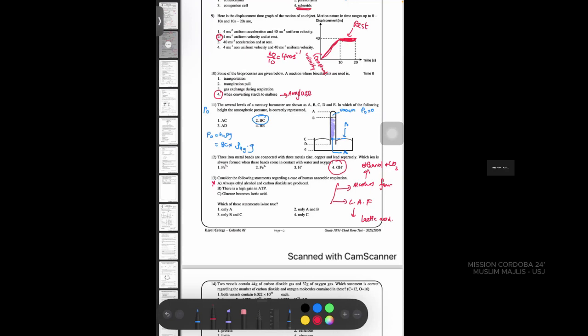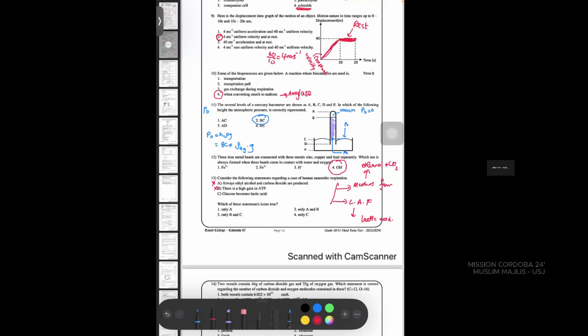There is a high gain in ATP. It's false. When you consider aerobic and anaerobic, always keep in mind, more ATP is produced in aerobic respiration. You don't need to know why now, because when you come for A-level biology, you will have those calculations. For now, just know that most of the ATP is produced in aerobic respiration.